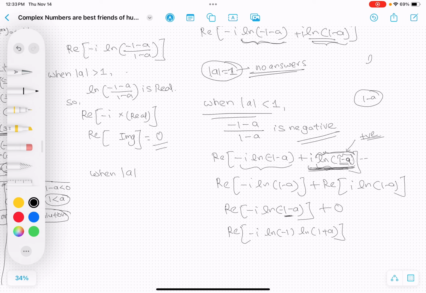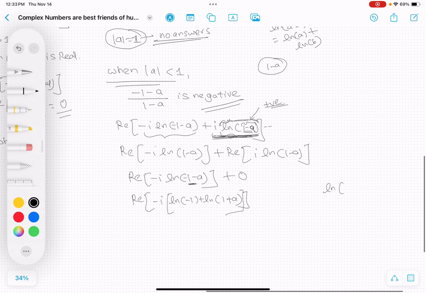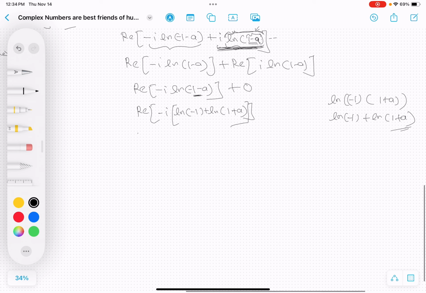Because we know that ln of ab, wait, there should be a plus sign. I'm sorry for that. There should be a plus sign. We can do that because we know that ln of ab is just ln of a plus ln of b, right? Over here also, this is the same thing. This is just ln of minus 1 times 1 plus a, so we broke it into ln of minus 1 plus ln of 1 plus a. It makes sense, right? After we break again, this will just be the real part of minus i ln of minus 1 plus the real part of minus i ln of 1 plus a, right?